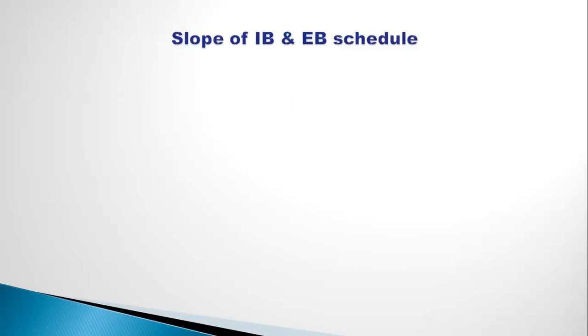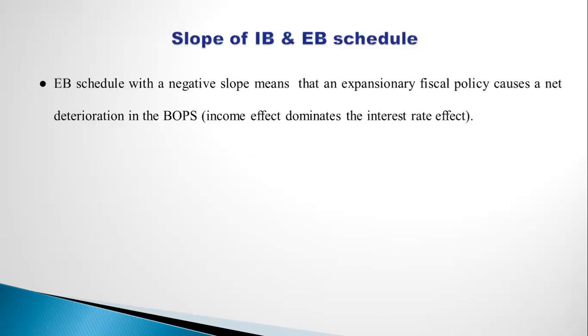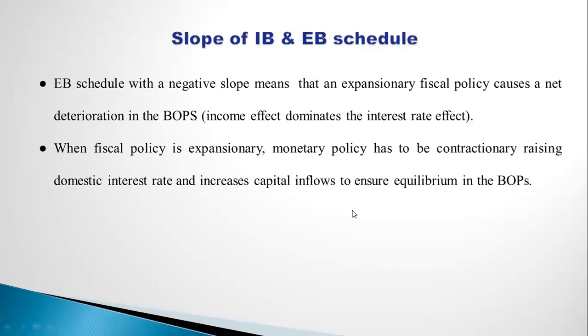In the previous figure, the negatively sloped EB schedule represents that an expansionary fiscal policy causes a net deterioration in the balance of payments. The current account effect dominates the capital account effect. When fiscal policy is expansionary, monetary policy has to be contractionary, which raises domestic interest rates and increases capital inflows to ensure equilibrium in BOP.